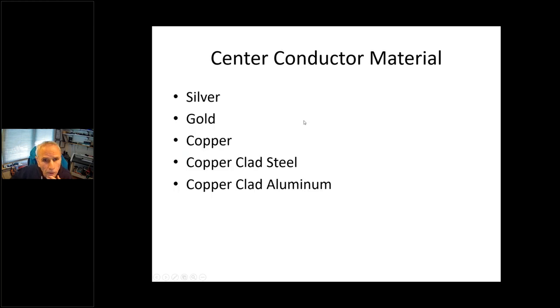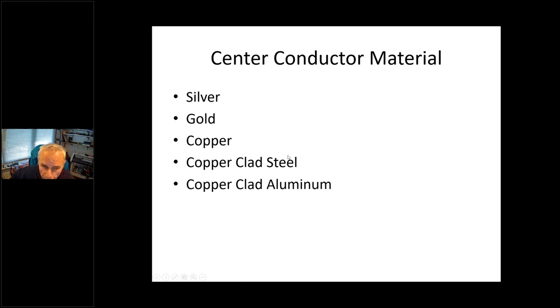and being protected. All right, so the center conductor could be silver, could be gold, unusual, but copper, best conductor. Copper, which is over steel, and copper, which is over aluminum.